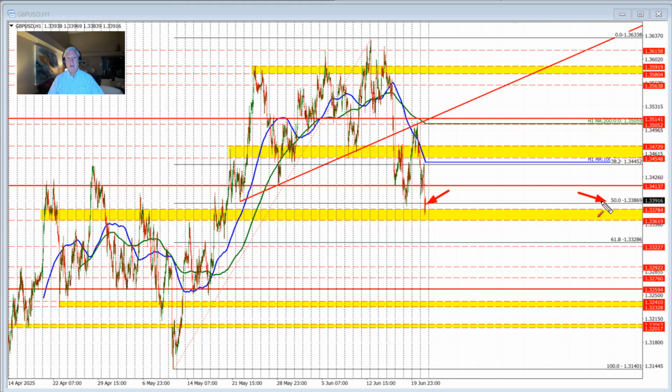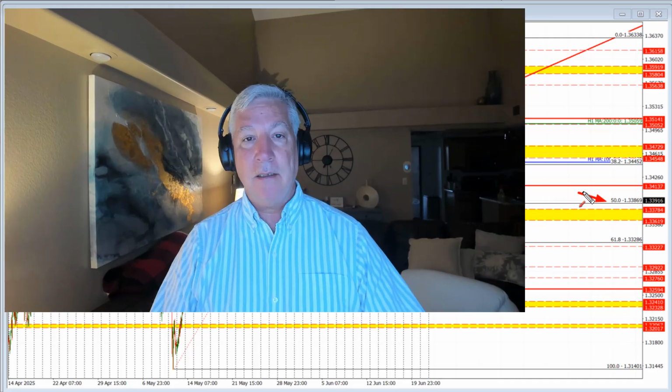So there you have it. A look at three of the major currency pairs to kickstart your day after the aggressions over the weekend and the increase in the conflict in the Israeli-Iran war.